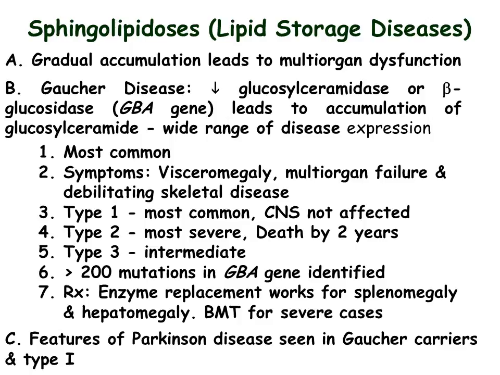Type 1 is most common. The central nervous system is not affected. Type 2, the most severe, death by 2 years. And type 3, intermediate. Again, lots of different types of mutation in the gene. That's GBA. And the nice thing is, though, that this can be treated. Enzyme replacement works really well for the splenomegaly and the hepatomegaly that they typically see. And bone marrow transplant has been successful in some of the more severe cases. However, the features of Parkinson's seen in Gaucher carriers of type 1 is still something that they have to deal with as those carriers get older.